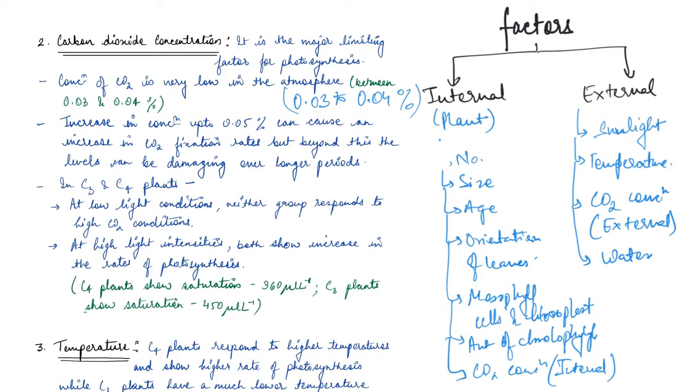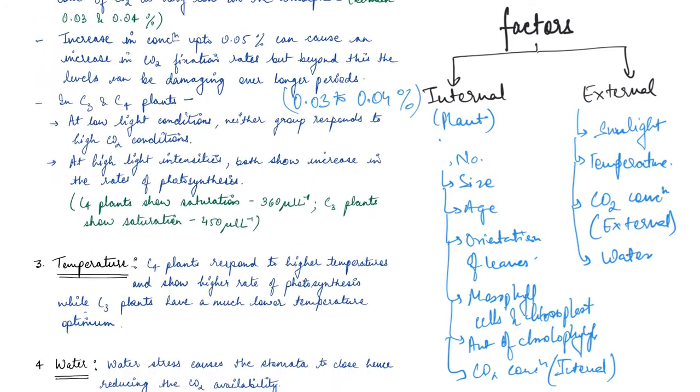And this fact that C3 plants respond to higher CO2 concentration by showing increased rate of photosynthesis leads to higher productivity, right? And this has been used for some greenhouse crops such as tomatoes and bell peppers. They are allowed to grow in a carbon dioxide enriched atmosphere that leads to higher yield of crops, right? So this is all about carbon dioxide.